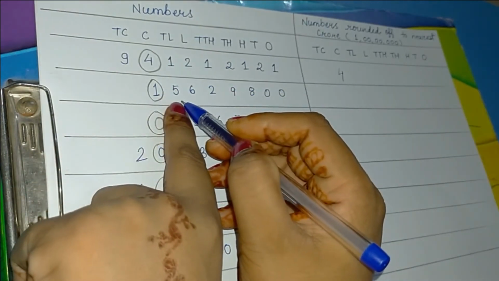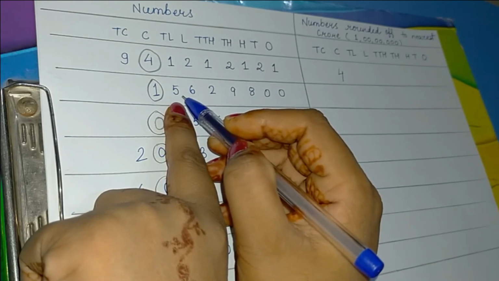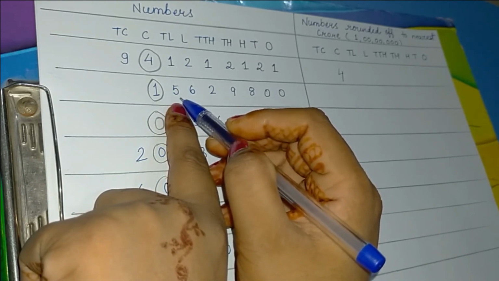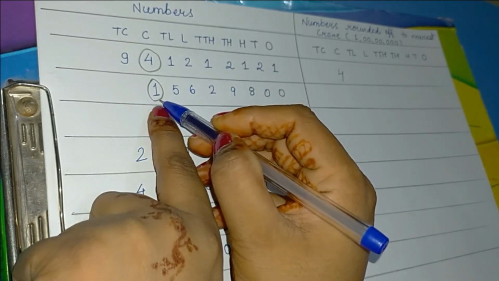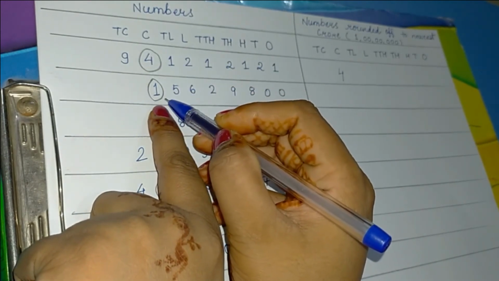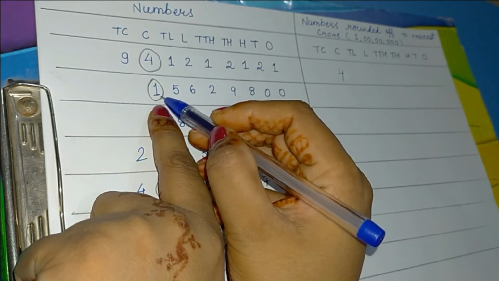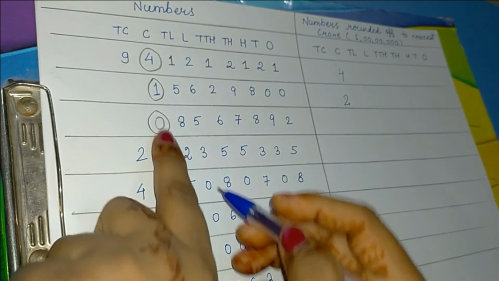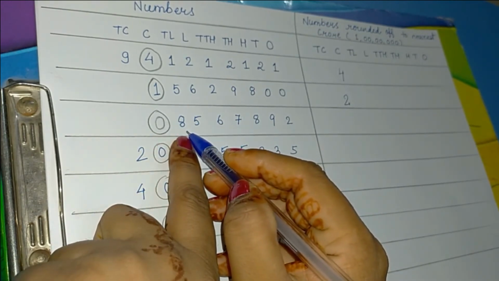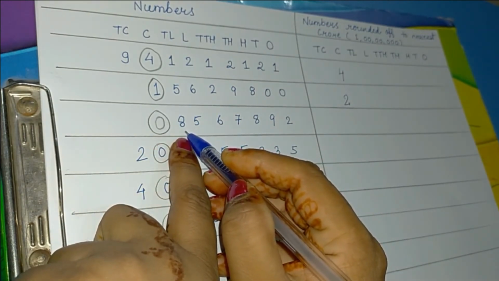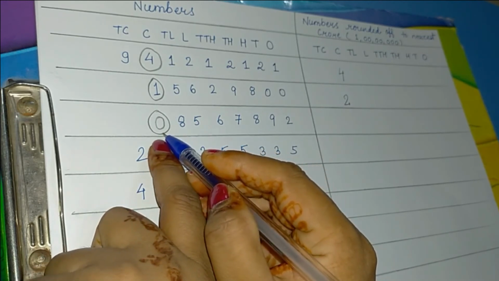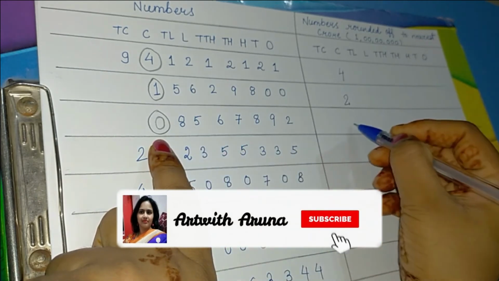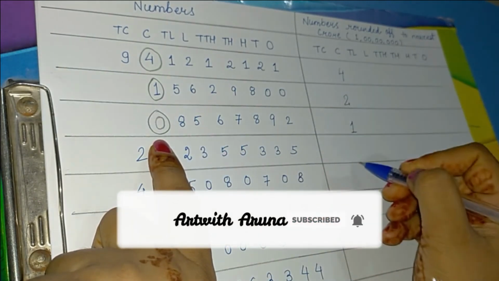Next, we have 5 at the 10 lakh position, and according to step 3, if 5, 6, 7, 8 or 9 is present at the 10 lakh position, then we need to add 1 to the crore position. So here we need to add 1 to this 1. So 1 plus 1 is 2. So here we need to write 2 at the crore position. Next, here we have 8 and 8 is greater than 5. So we need to add 1 to this crore position. And here we have 0. So 0 plus 1 is 1. So here we need to write 1 at this crore position.